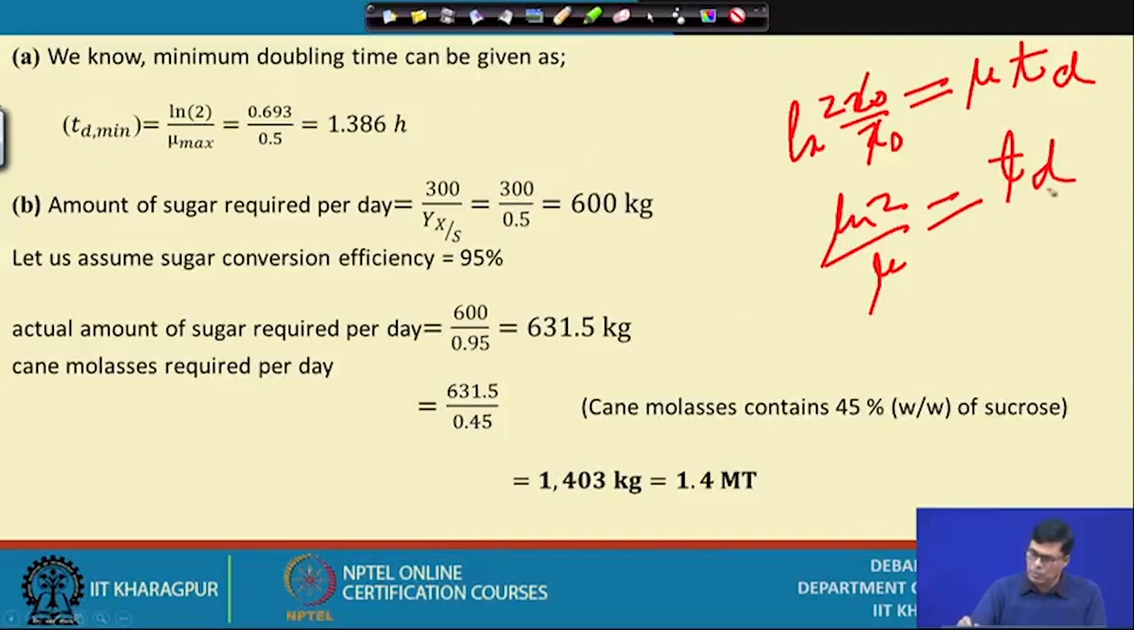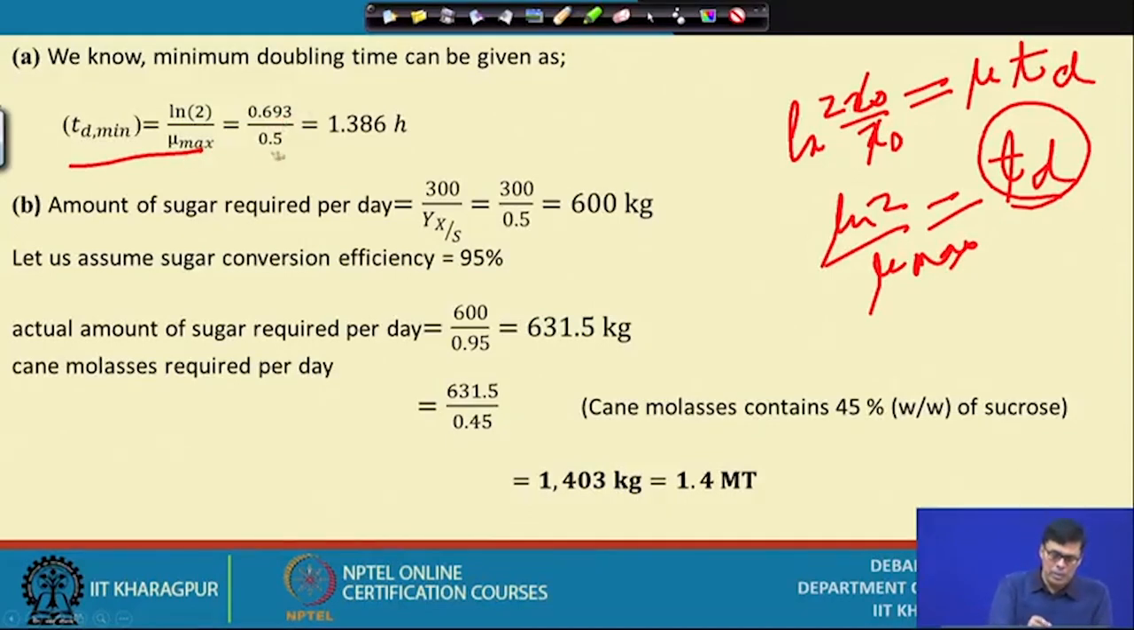Now when will this doubling time be minimum? When mu is mu max, then it will be minimum. This is exactly what we have written here. Doubling time equals ln 2 by mu max, and ln 2 is 0.693 and this mu max is 0.5, so it is coming around 1.386 hours. That is the minimum doubling time that is required for the cells.